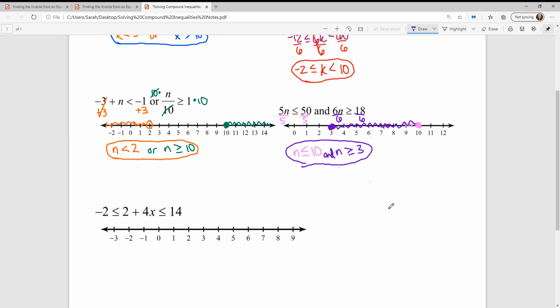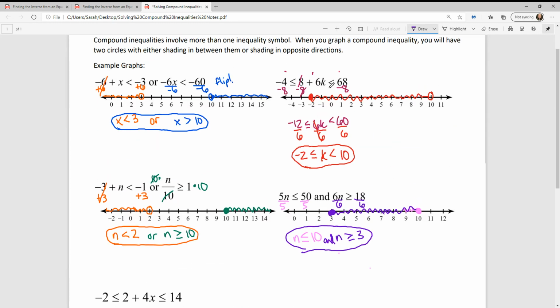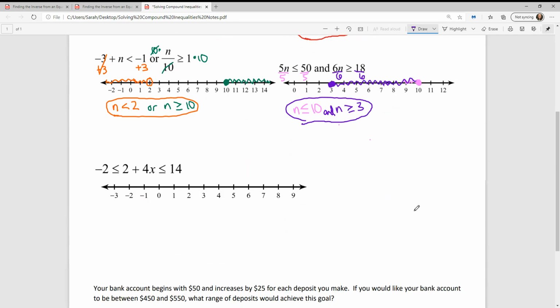Let's try one last one before we try a word problem. This one again is written as one big long string like we had in that second one. So anything we do to one part of the inequality, we have to do to all three pieces. We are focusing on the middle. What do I need to do to get x by itself? I need to subtract this 2 first.